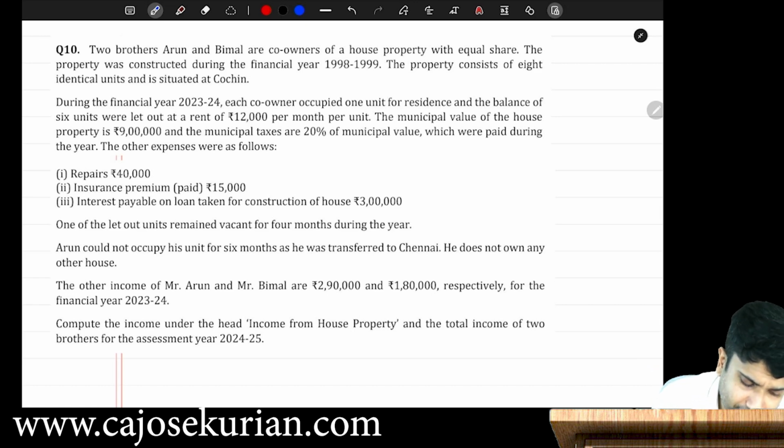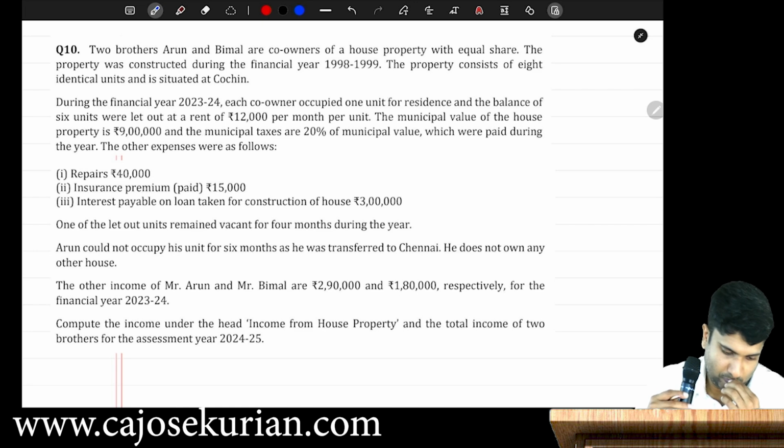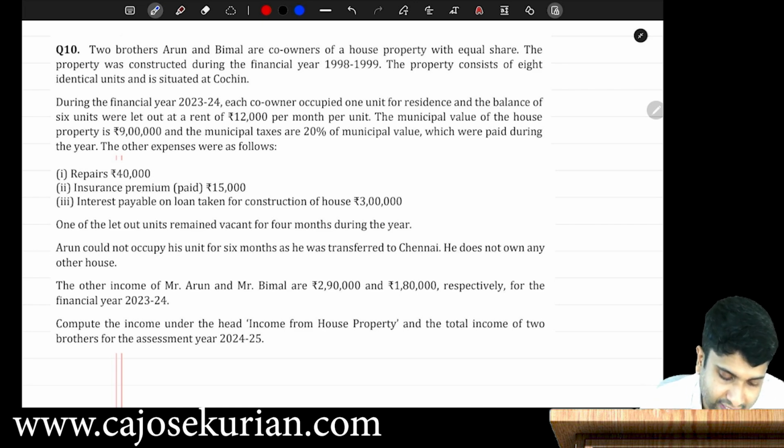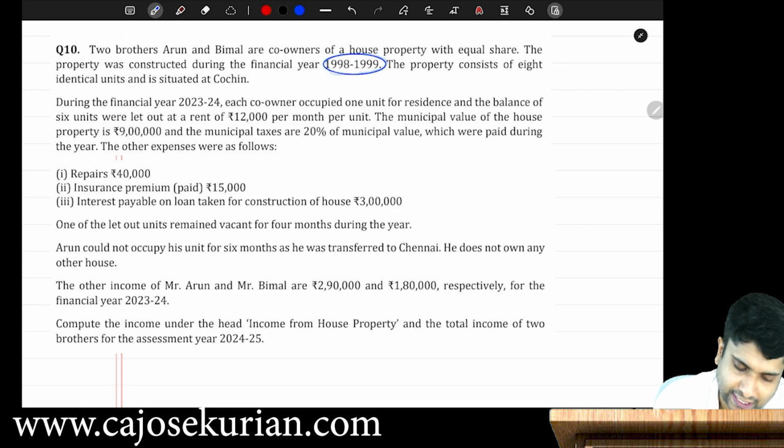What are they saying? Two brothers, Arun and Bimal, are co-owners of a property. Both are co-owners of a property with equal share. The property was constructed during the financial year 98-99. So two or three things are there. Number one, the construction is in 98-99 and the property is co-owned. The property consists of 8 identical units and it's situated at Kochi.